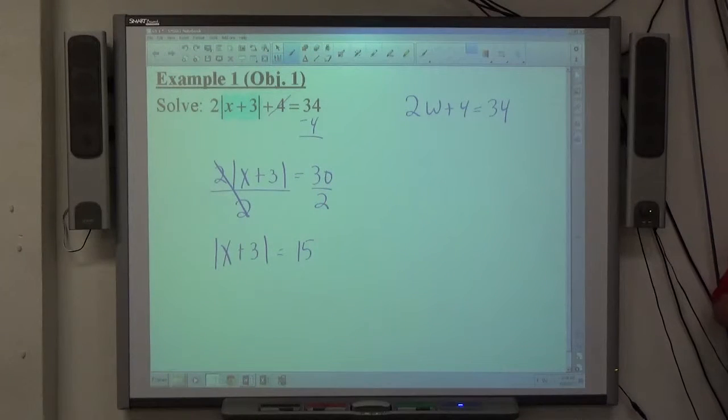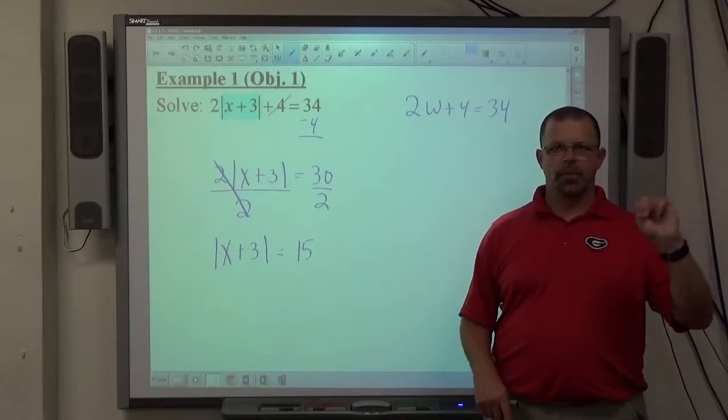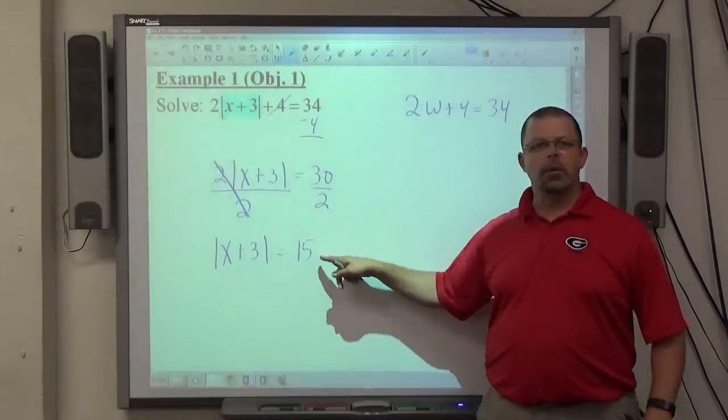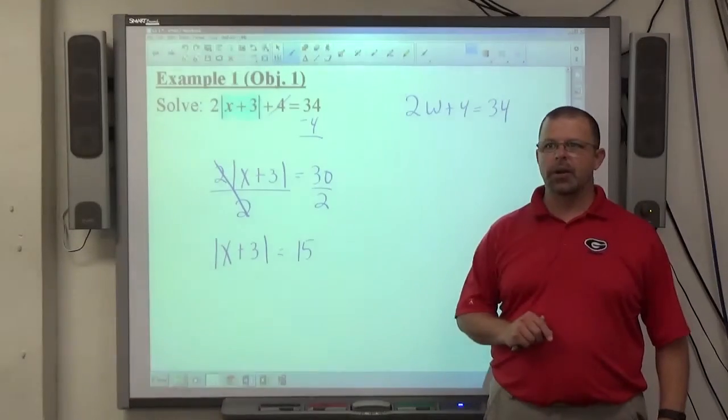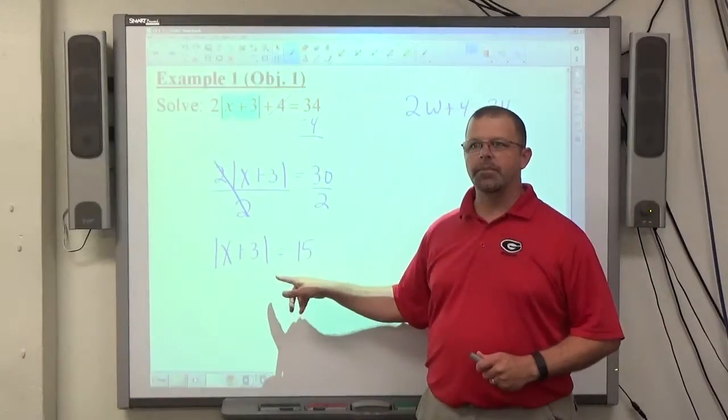Once you get to this point, your task is to find all possible answers to the problem. If absolute value equals a positive number, there are exactly 2 answers. If absolute value equals 0, there is exactly 1 answer. If absolute value equals a negative number, there are 0 answers. You put an empty set down. Okay? Absolute value bars make things positive, right?